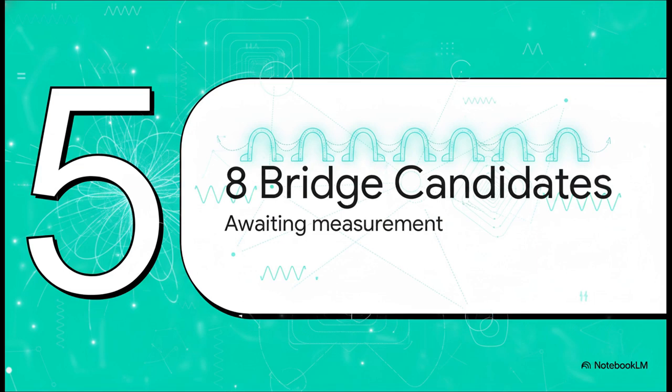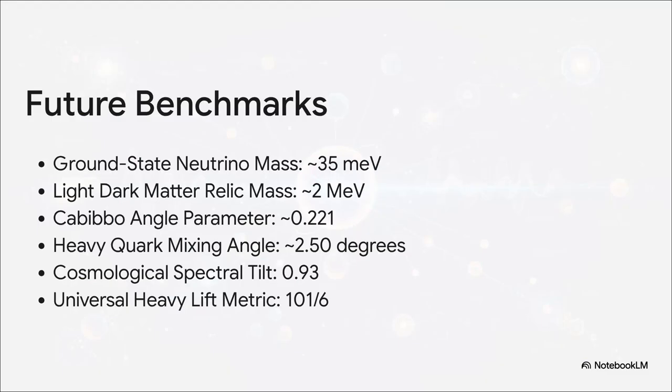Section 5. The 8 bridge candidates. These physical limits are structurally derived, but are still awaiting further measurement-facing mapping. They lay down a hyper-specific gauntlet for future physicists. We're talking about a predicted ground-state neutrino mass of roughly 35 millielectronvolts, a light-dark matter relic mass of about 2 megaelectronvolts, a Cabibbo angle parameter of 0.221, a heavy quark mixing angle of 2.50 degrees, a cosmological spectral index tilt of 0.93, and that universal heavy lift metric of 101/6. The math is quite literally waiting for experimental reality to catch up.